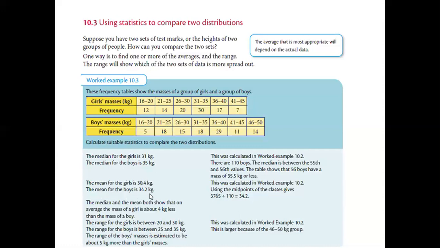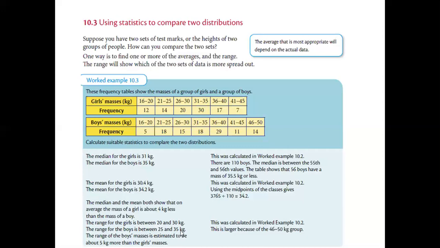And the mean of boys is 34.2. Which one is bigger? Of course, 34.2. Here, the median and the mean both showed that on average, the mass of girls is about 4 kilograms less than the mass of the boys. What was the range? For girls, between 20 and 30. This was also calculated in worked example 10.2. And the range of the boys is between 25 and 35.